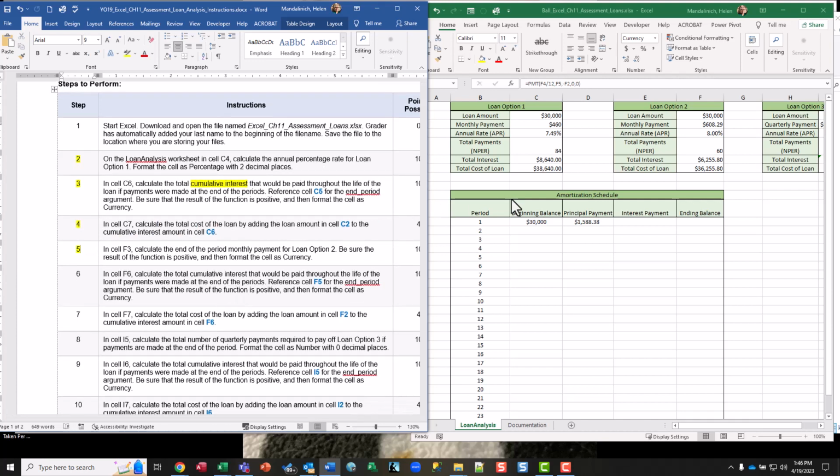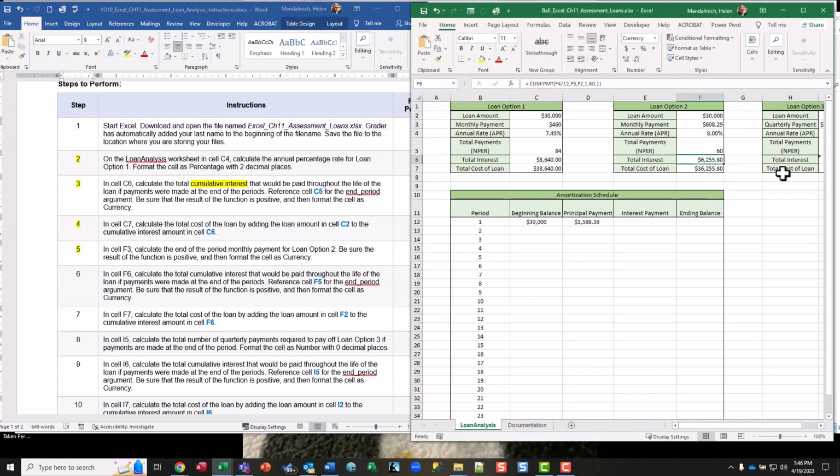F6, calculate the total interest that would be paid through the life of the loan if payments were made at the end of the period. Okay, so F6. Where am I at? Oh, I think that one is good. Wait, something doesn't look right there. So here, F4 divided by 12, F5, F2, 1.